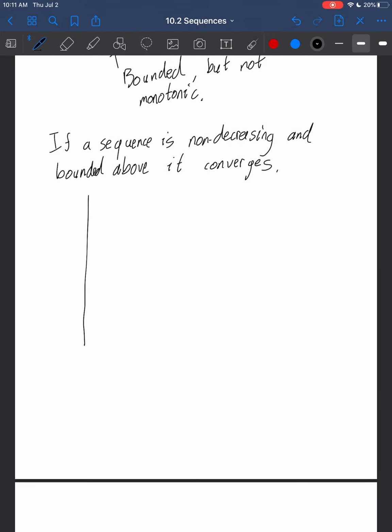Right, so the picture you should have in mind for this is we have some sequence and it's bounded above by this line. So it's bounded above. So that means no a sub n is going to get above this, but we're always going up. So we might stay the same and then we might come up a bit more and stay the same. But we can see that we're eventually going to get closer and closer to this line right here. And so if we know that our sequence is non-decreasing and it is bounded above, it does converge.